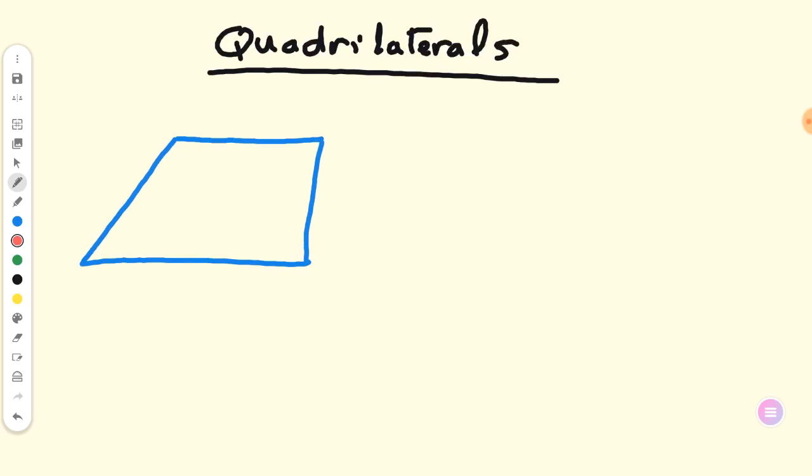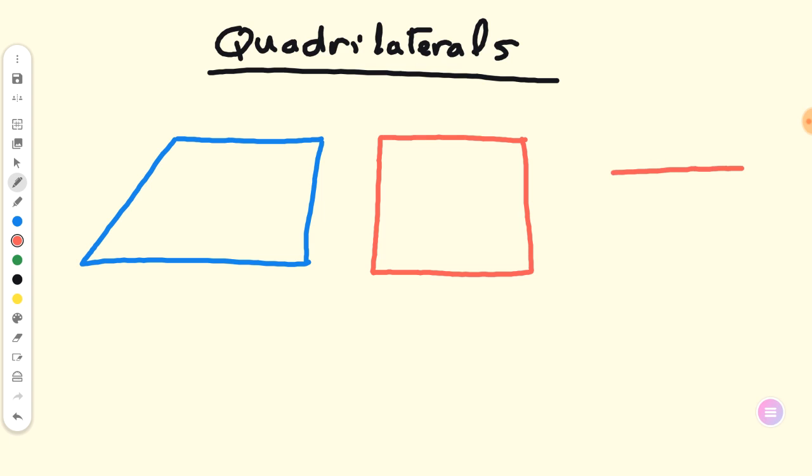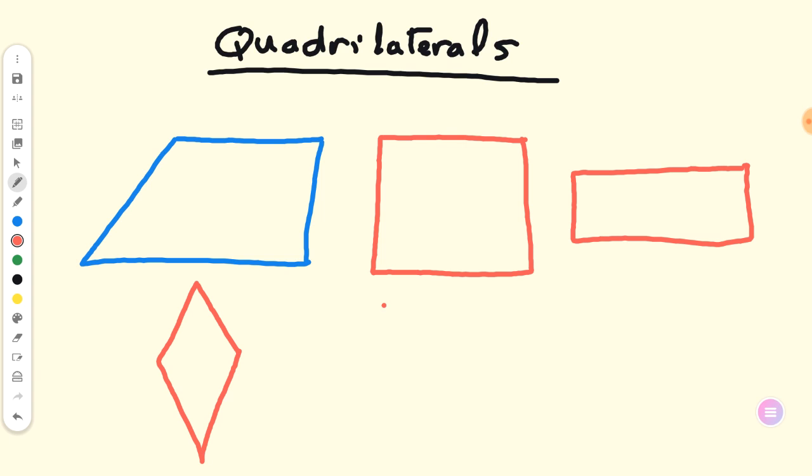It may be a square, yes. May be a rectangle, may be a kite, okay. May be a rhombus, and any other shape, a trapezoid, okay, like the blue one. All of these shapes we call quadrilaterals.